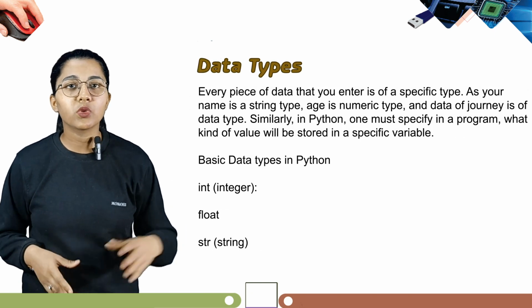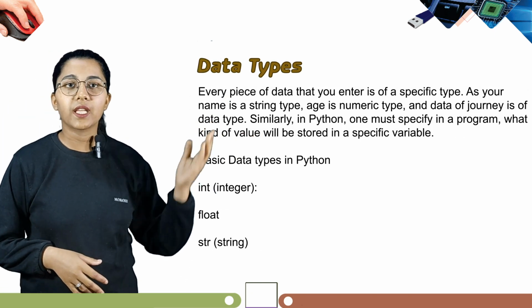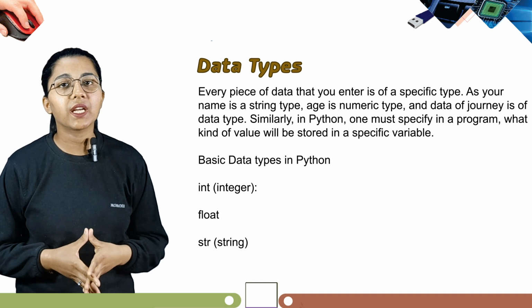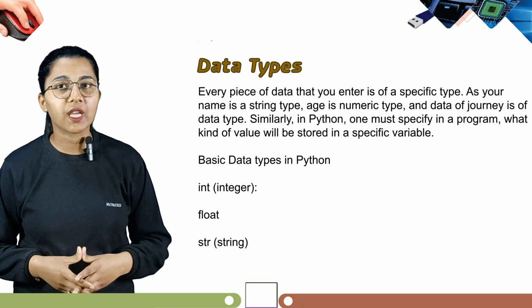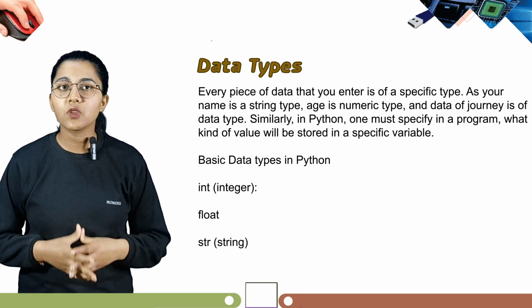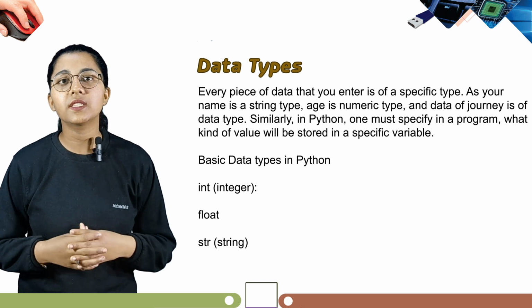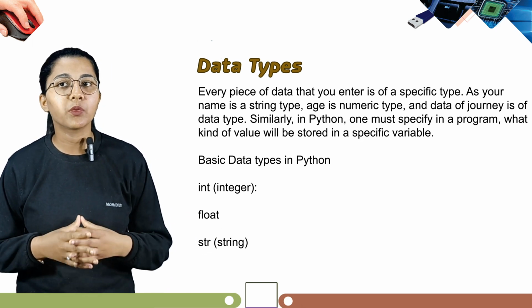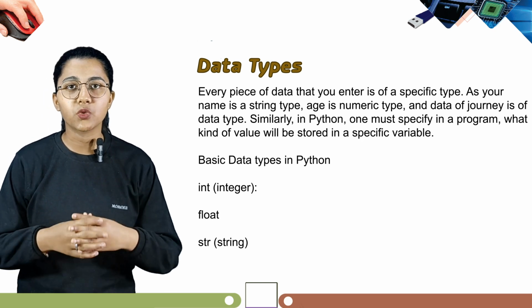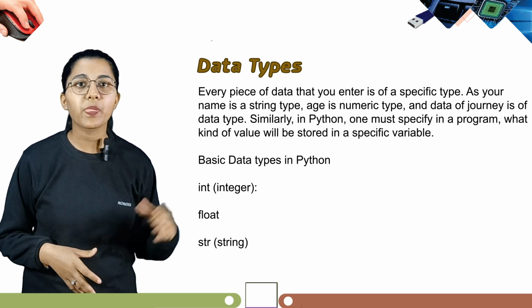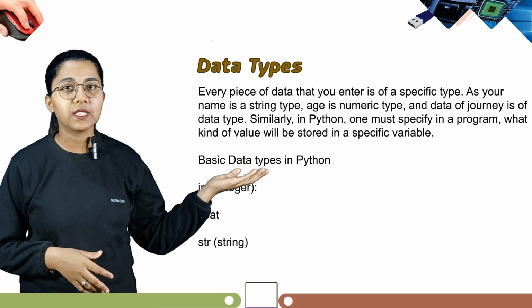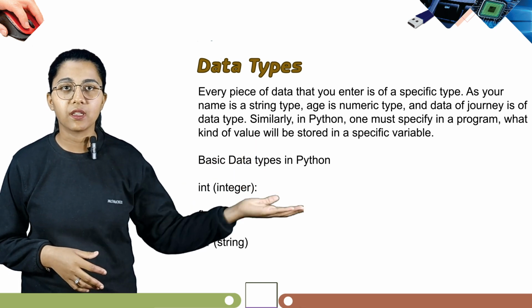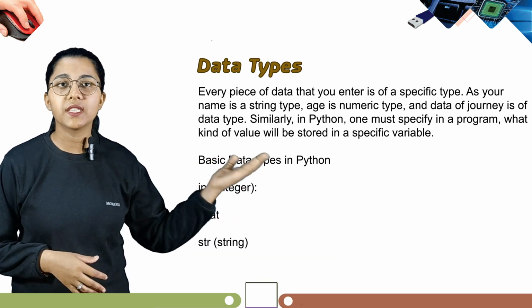Now let's jump to our next topic, that is data type. Every piece of data that you enter is of a specific type. Name is a string type, age is a numeric type, and date of journey is of date type. Similarly, in Python, one must specify to the program what kind of value will be stored in a specific variable. The basic data types in Python are int, that is integer, float, and str, that is string.